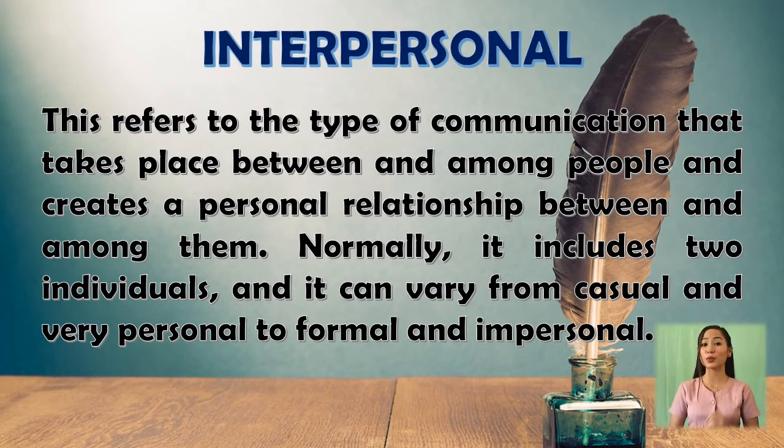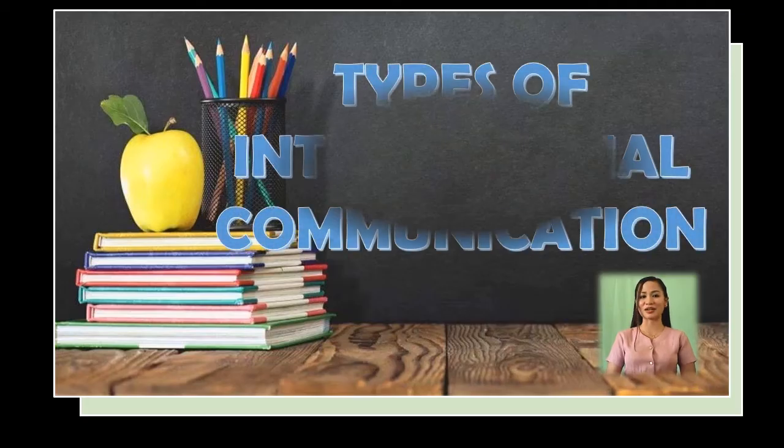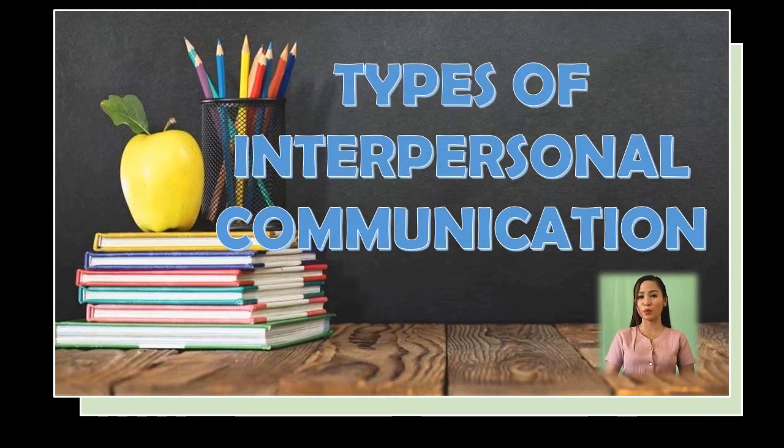The second one is what we call the interpersonal. This refers to the type of communication that takes place between and among people and creates a personal relationship between and among them. Normally, it includes two individuals and it can vary from casual and very personal to formal and impersonal. Now, we have in here under interpersonal the different types. Alright, so let's have them one by one.